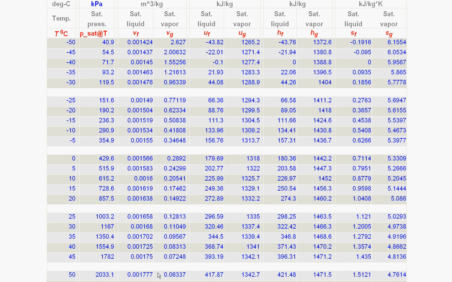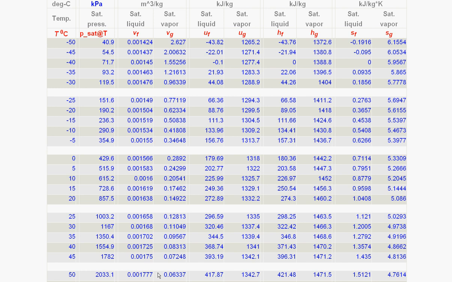So as you can see, you're going to have to know its quality or be given something other than temperature or pressure to figure out all the rest of the thermodynamic properties. If I were to give you a specific volume and a temperature, you can figure out the quality just by solving for it in the equation that I gave you.